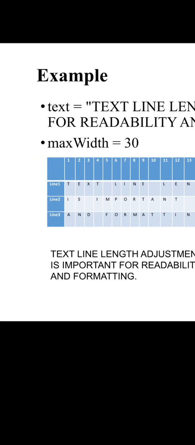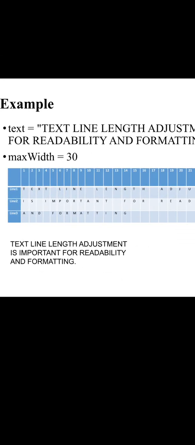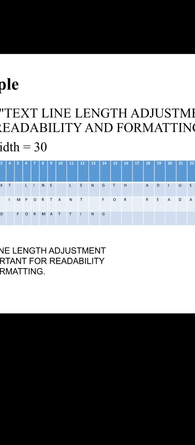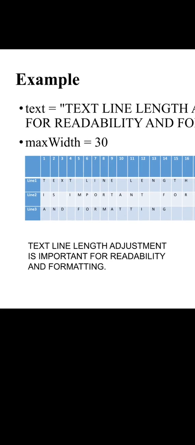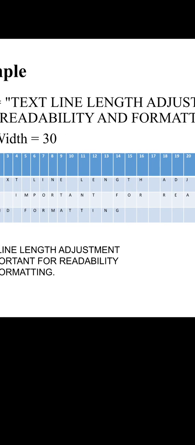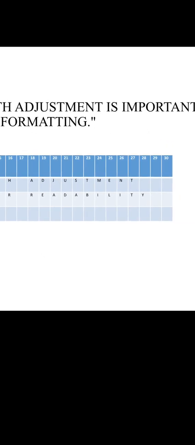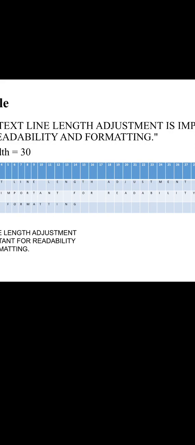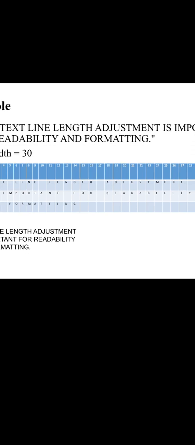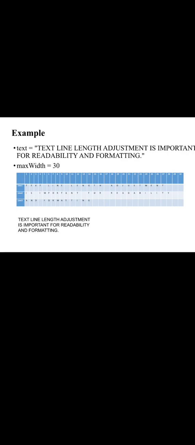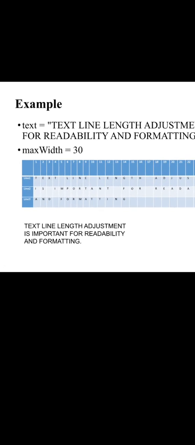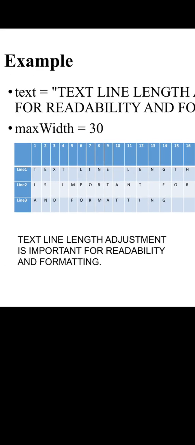See here we have line 1 with 30 characters. In that line 1 we placed text line length adjustment. After that the remaining is moved to line 2, that is important for readability. We move to the second line. Then and formatting, we are not able to place it in line 2 as it exceeds the maximum length, so we are placing it in line 3, and formatting. So the entire text is placed within the maximum length of the line.